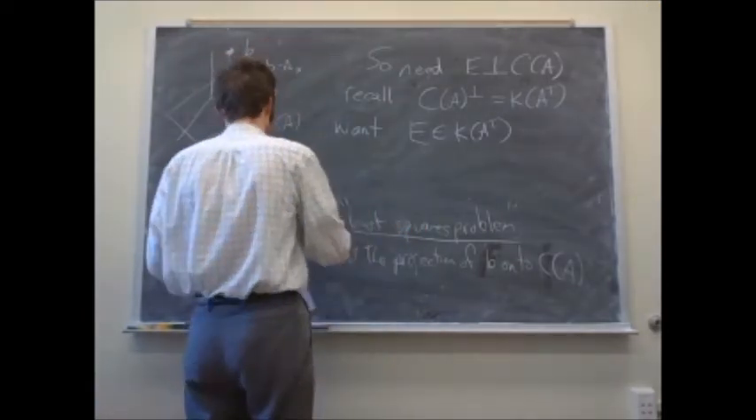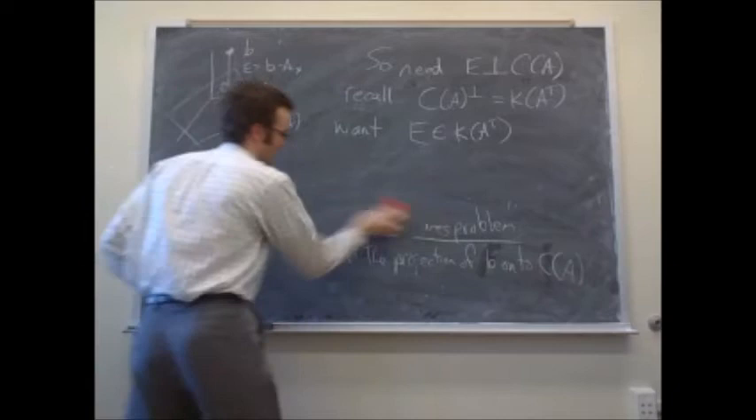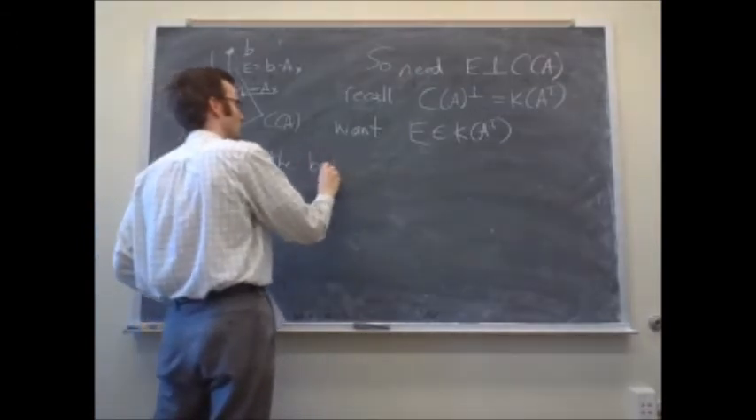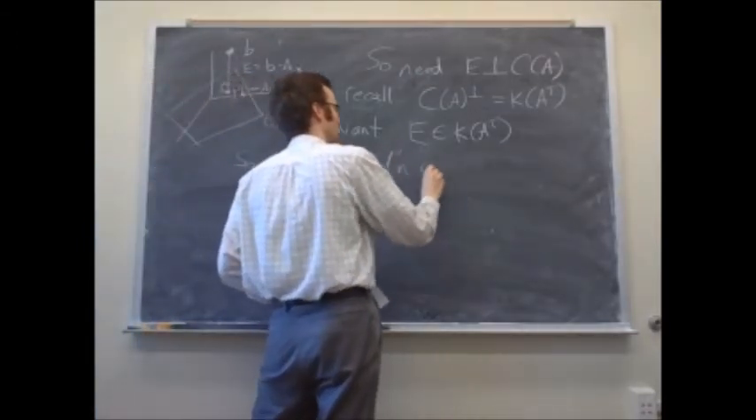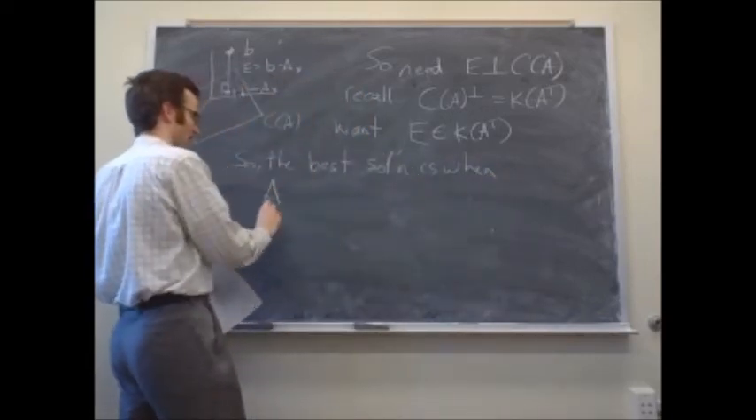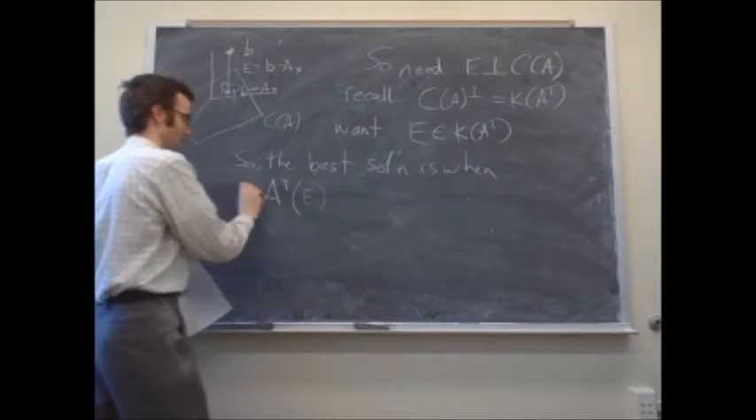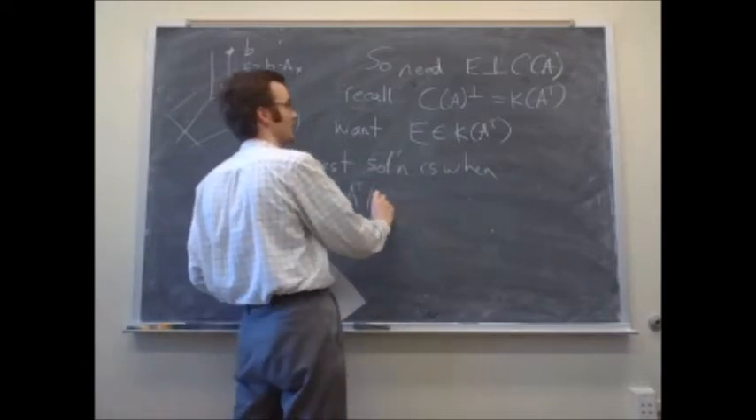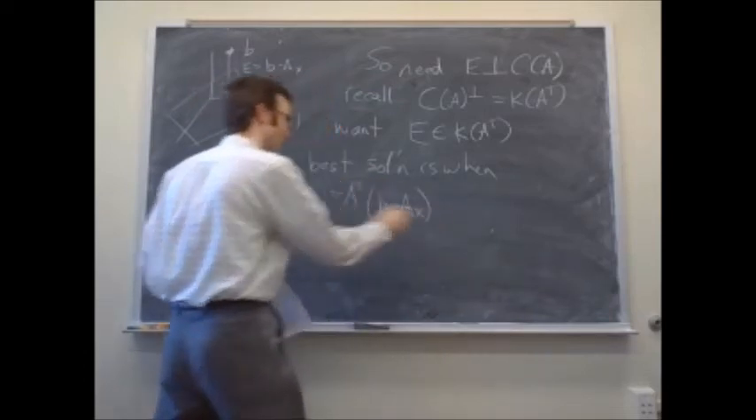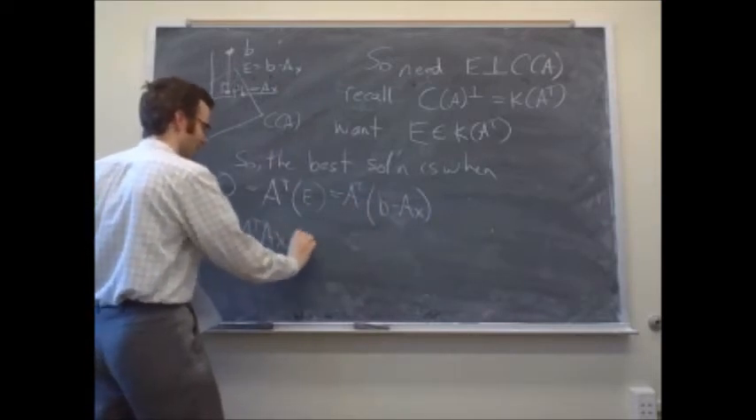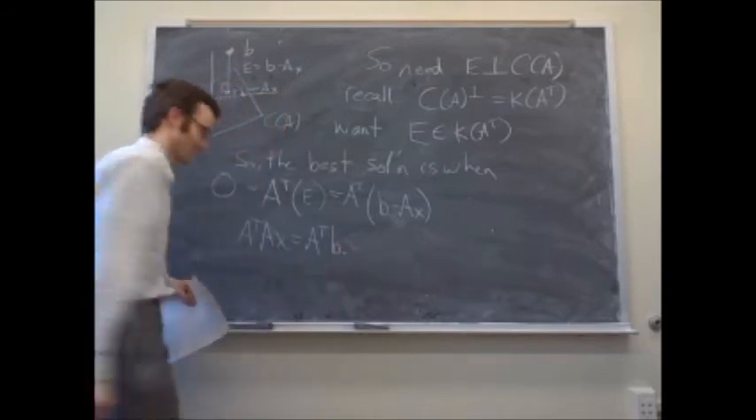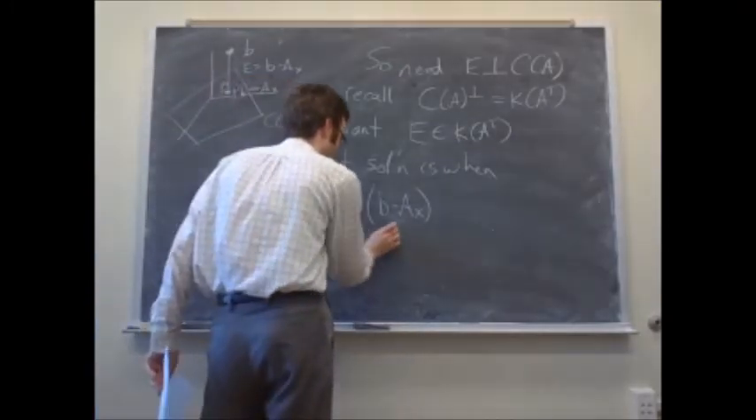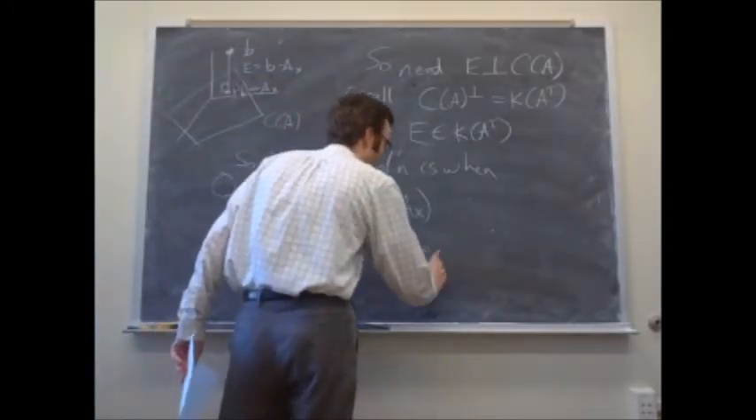So the best solution is whenever A transpose times the error is 0, but A transpose E is just A transpose times B minus AX, and we can reduce this to A transpose AX equals A transpose B. This is a very important equation called the normal equation.